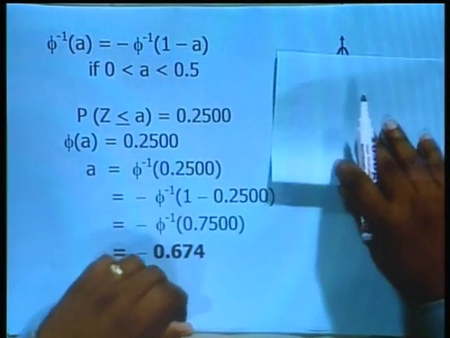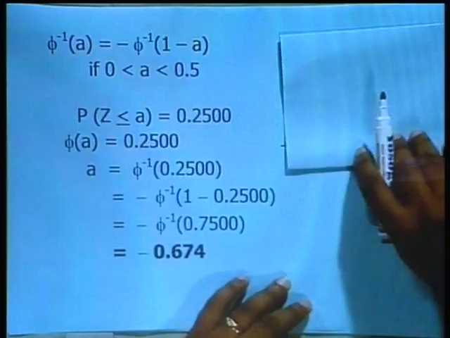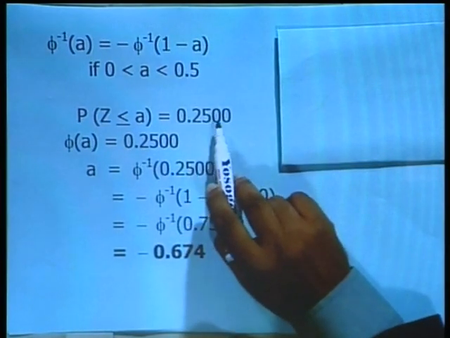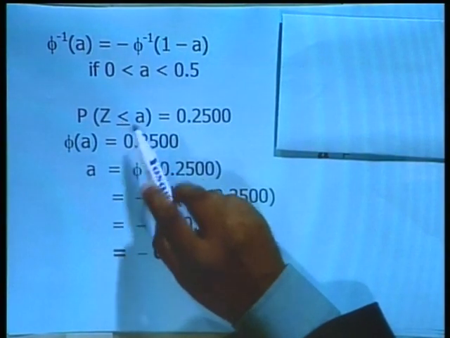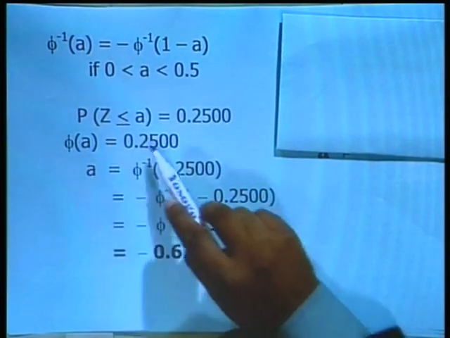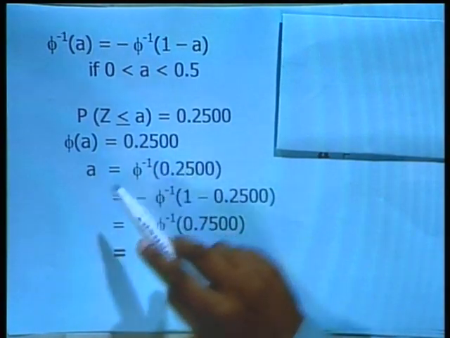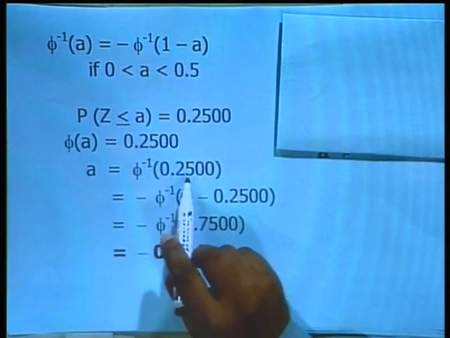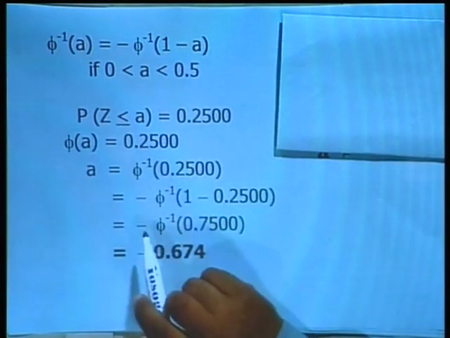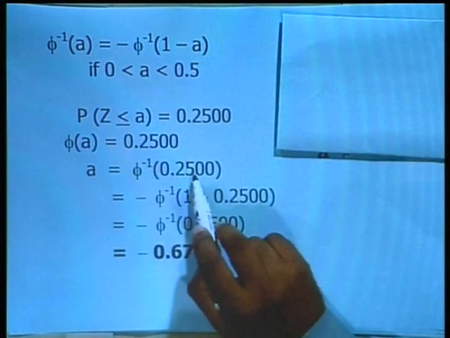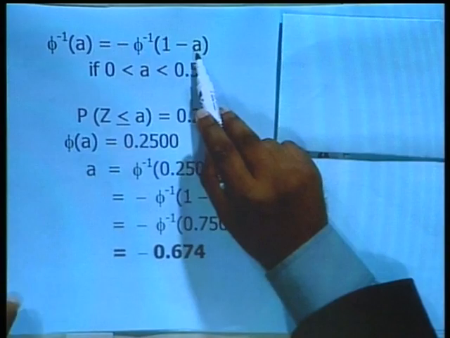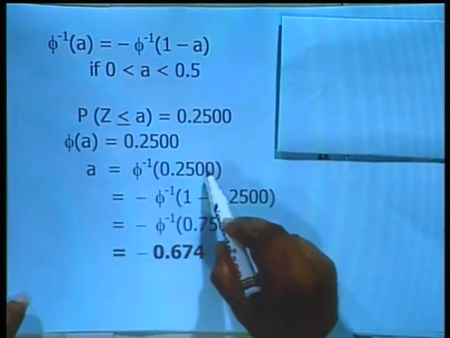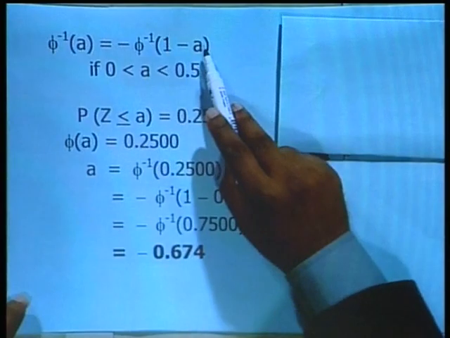Suppose that we have probability Z less than or equal to A is equal to 0.2500. Since we have Z less than, it becomes phi of A is equal to 0.2500. Therefore, A is equal to phi inverse of 0.2500. Note that 0.25 is in the range between 0 and 0.5, that is less than 0.5, which means that we need to use the above formula.